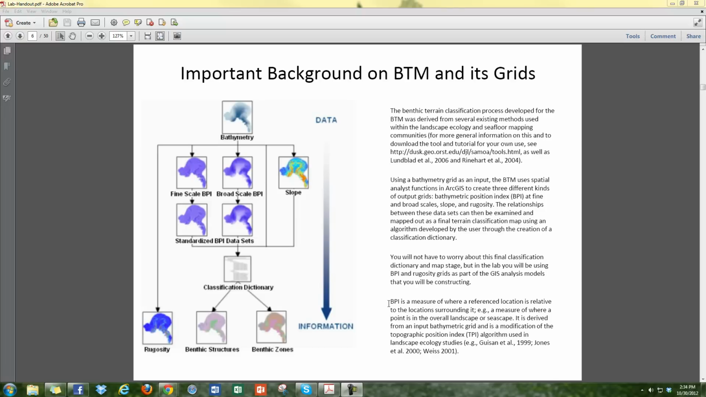So BPI is interesting because it measures a reference location relative to the locations surrounding it. It measures where that point is in the overall landscape or seascape. So it looks more at a local effect, the local topography, the way it is. That's very useful for landscape ecology studies when we look at it above water in topographic position indexes. But since this is underwater, we're calling it bathymetry position indexes.